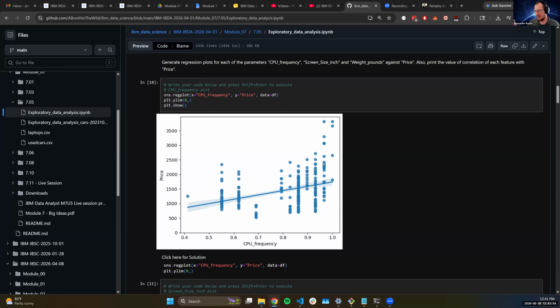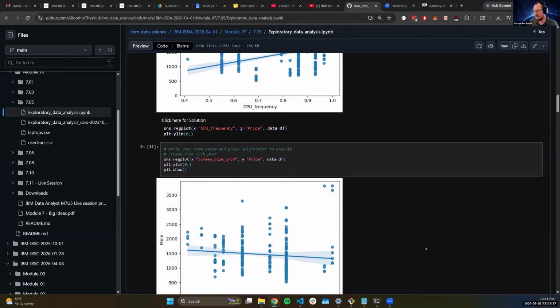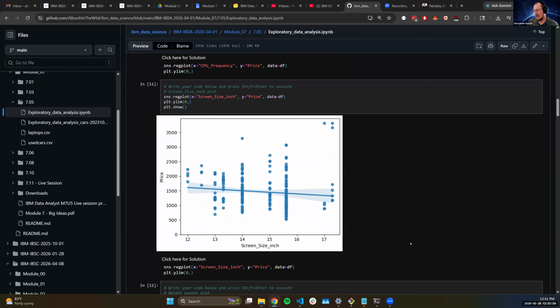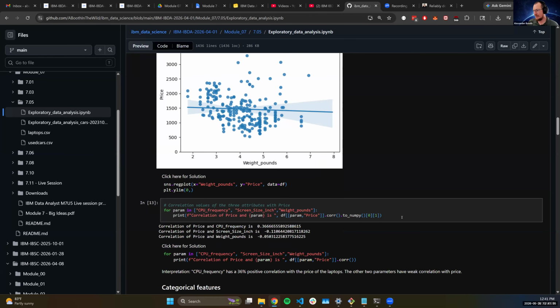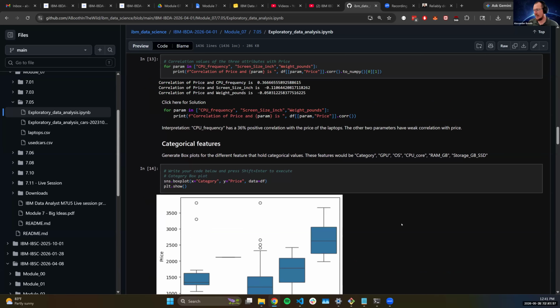The price doesn't really go up based on the CPU usage. I have some relatively really cheap laptops with high CPUs, and also on the flip side, high price laptops with lower CPU frequency. Same thing with screen size. It doesn't really correlate that well either. Neither does weight. And let's actually look at some of the distributions here.